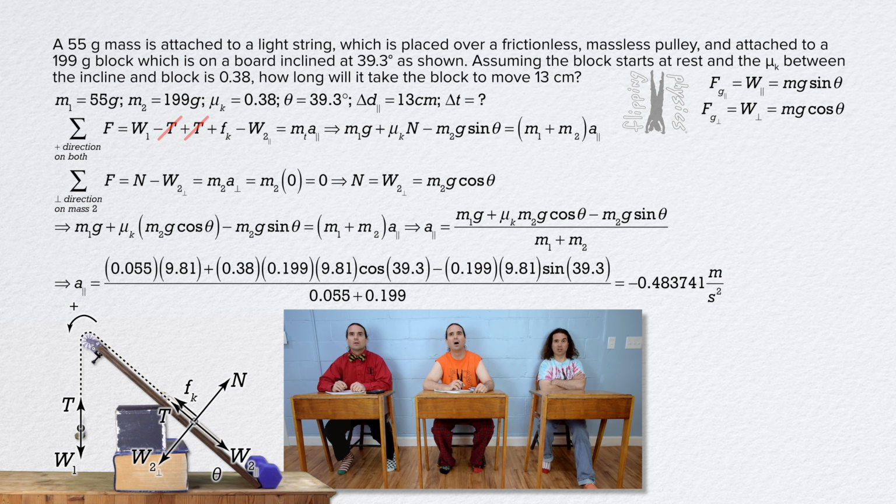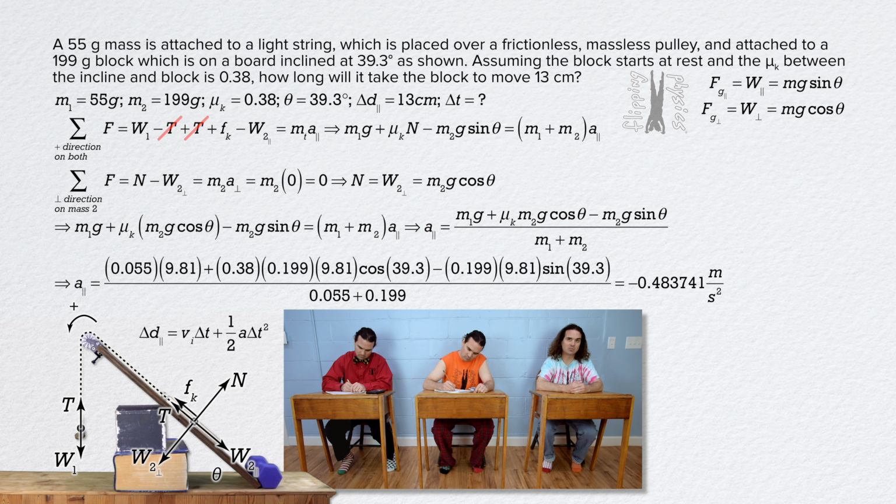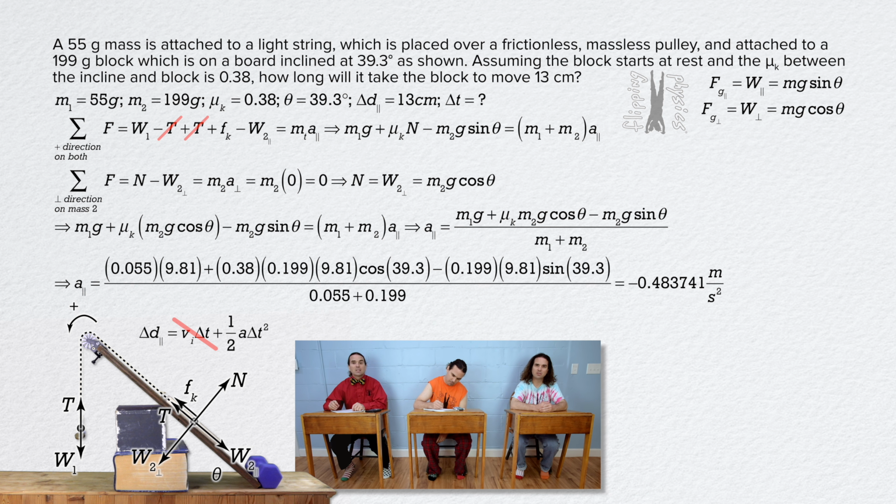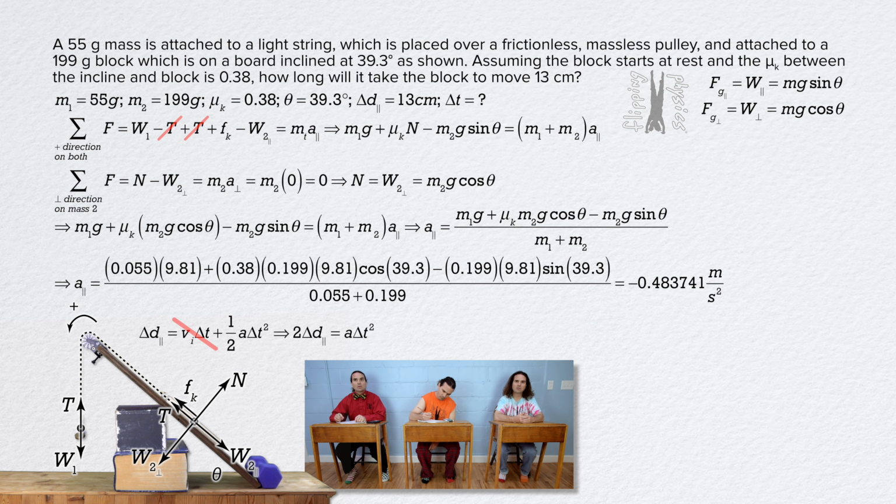We are looking for a change in time, and we have the displacement. So let's use the original form of the equations. Let's use displacement equals velocity initial times change in time plus 1/2 acceleration times change in time squared. It starts at rest, so the initial velocity equals 0. Multiply through by 2, divide by acceleration, and take the square root of the equation to get change in time equals the square root of 2 times displacement all over acceleration.